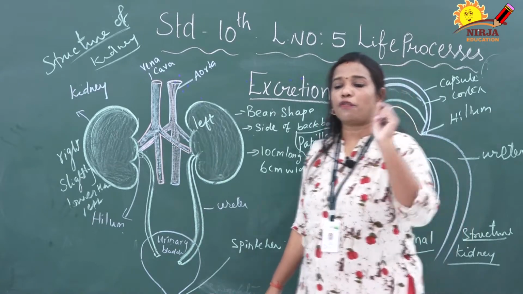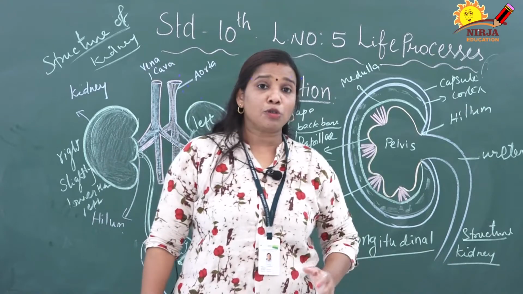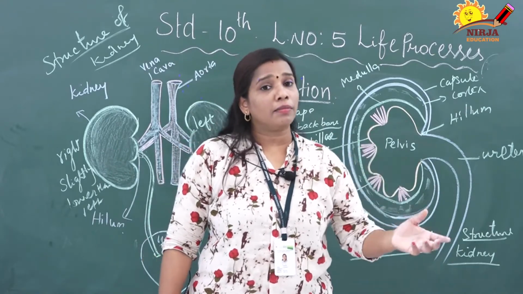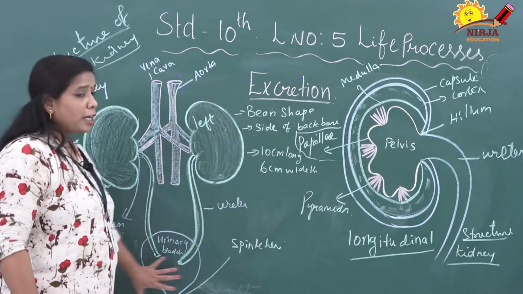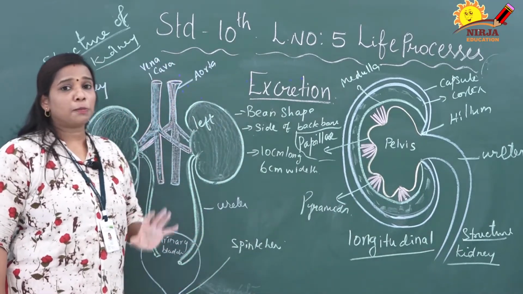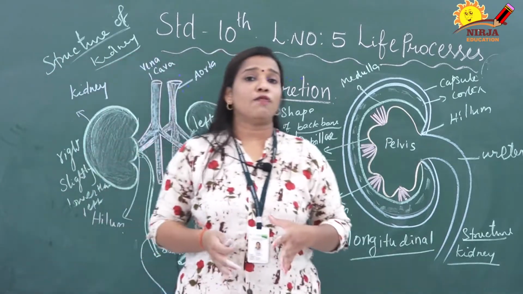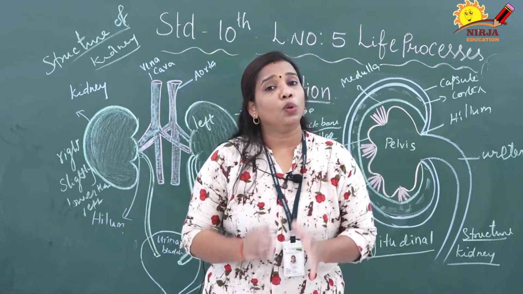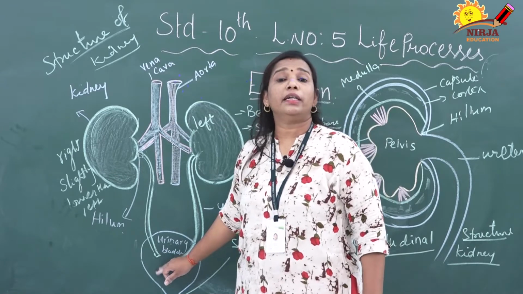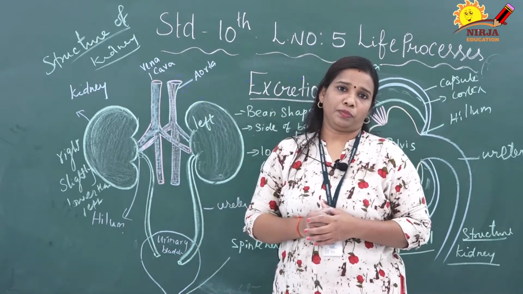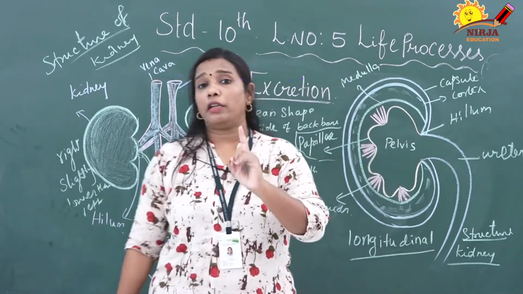What is the function of ureters? Ureters are small tube-like structures which help to transfer the urine from kidney to urinary bladder. Now, urinary bladder is a small pouch-like structure. It is present below the abdominal region. It stores the urine. The capacity of the urinary bladder is 1 to 1.5 liters.